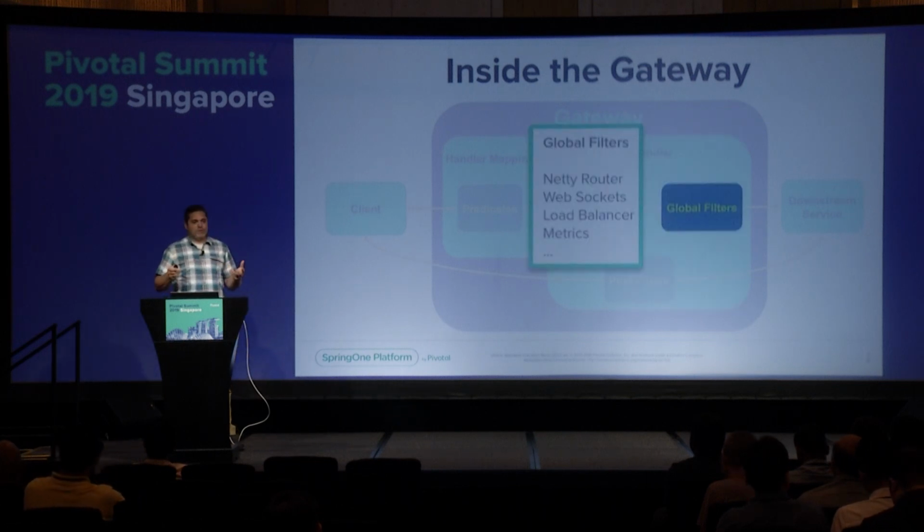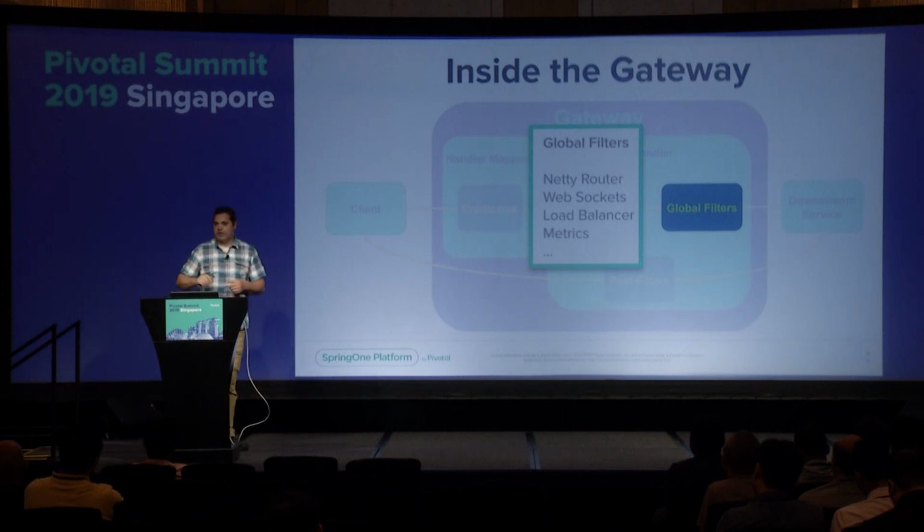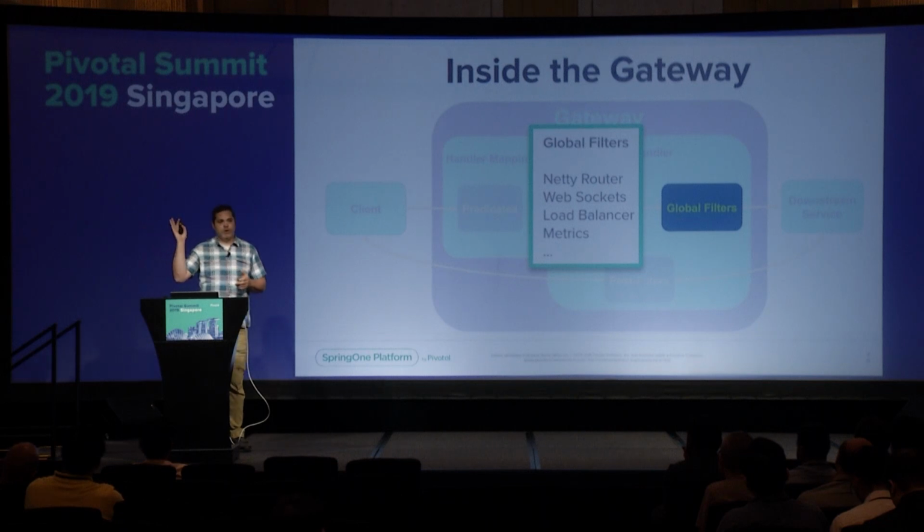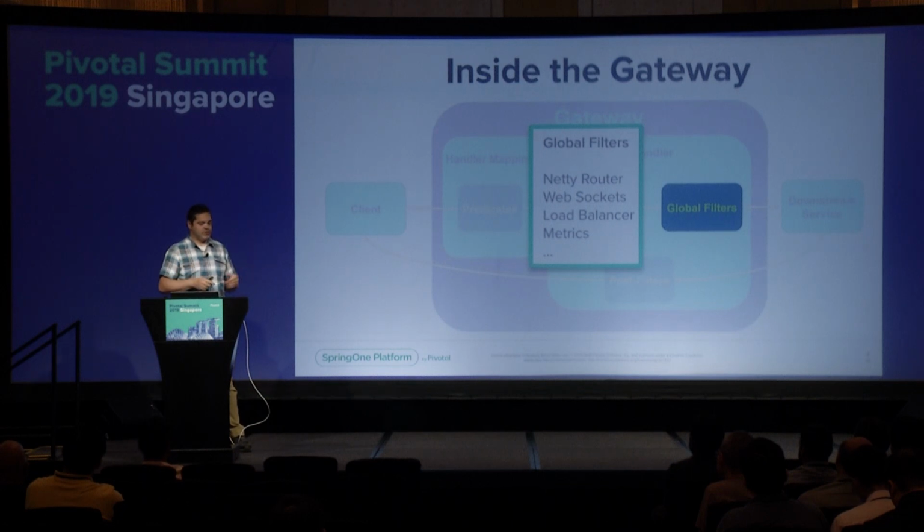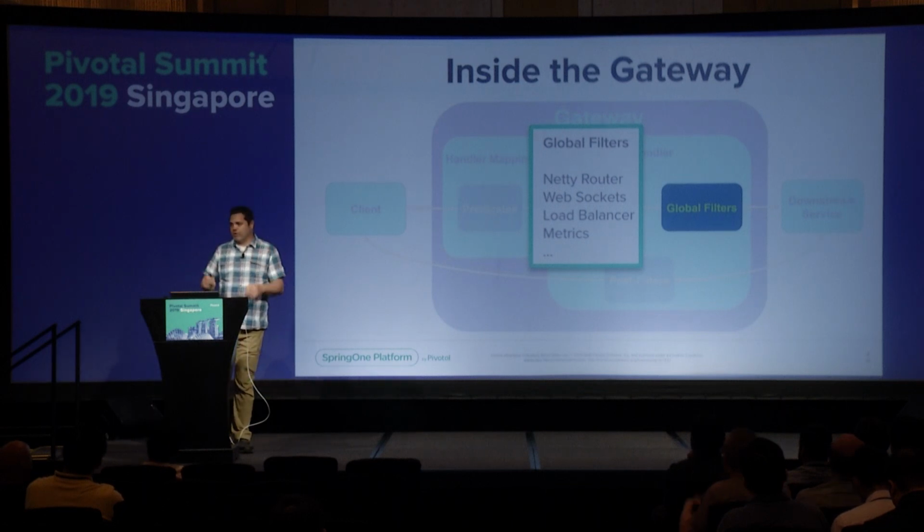So the things that are global filters, these are things like the Netty routing filter. This actually makes the downstream requests. We have a WebSocket filter, so you can do long-running web requests. We have a load balancer filter, so most of the time you don't want to just connect to one single instance downstream, right? You want to be able to have some set of instances that you're load balancing against and make a decision here. And it could be Ribbon, it could be our new Spring Cloud Load Balancer, it really doesn't matter. And then we do some custom metrics filters so that you can see what is traveling through your gateway.